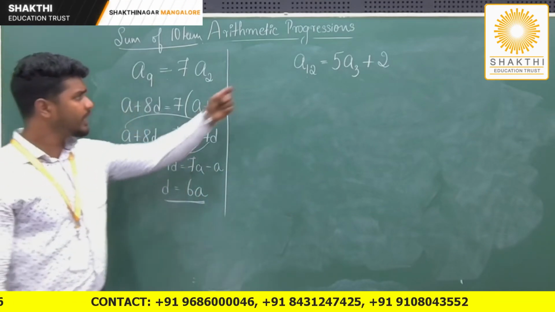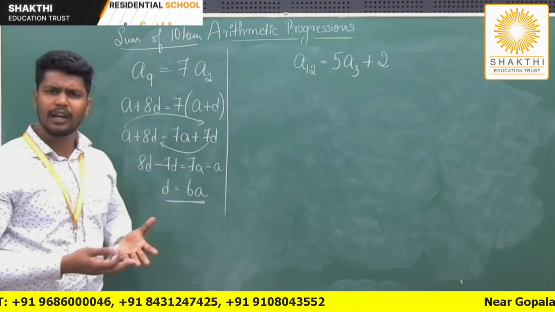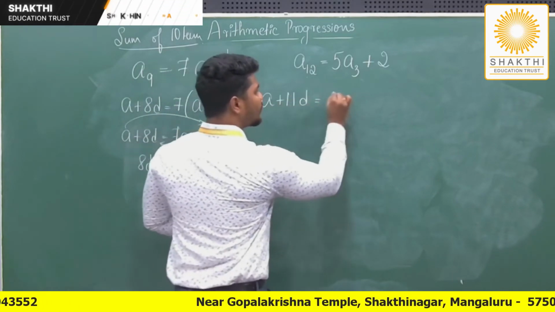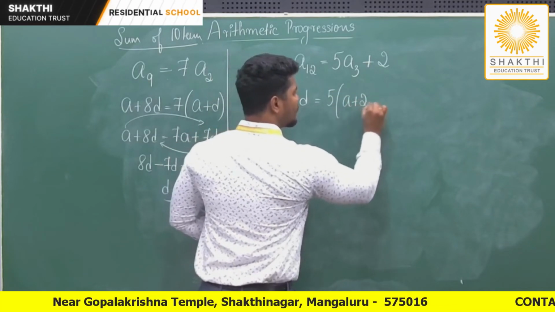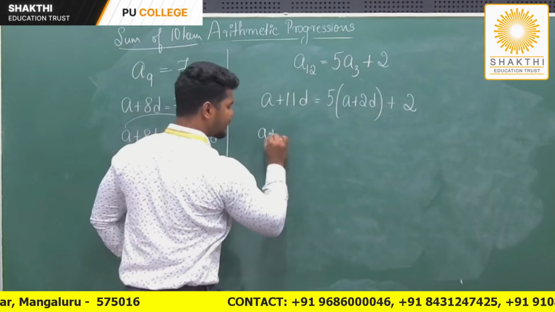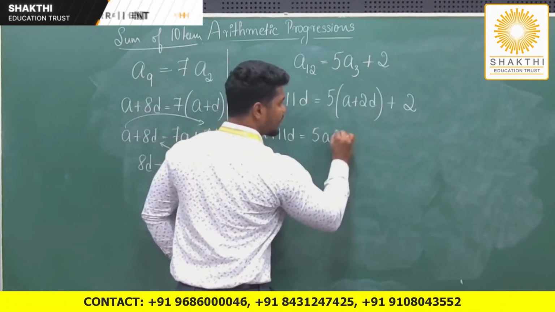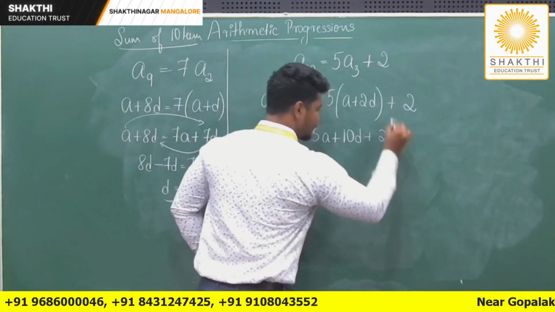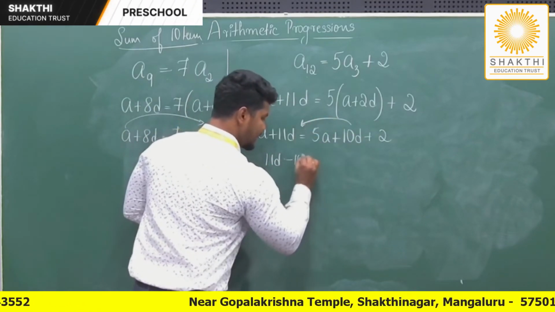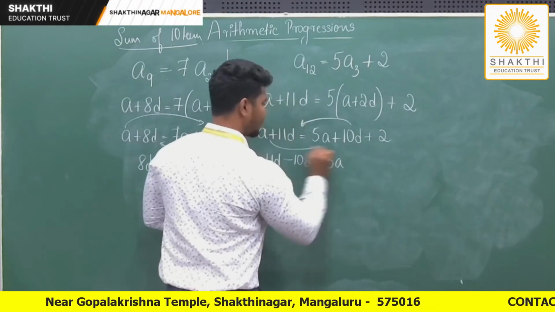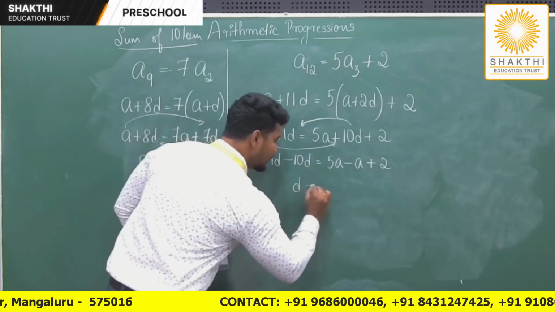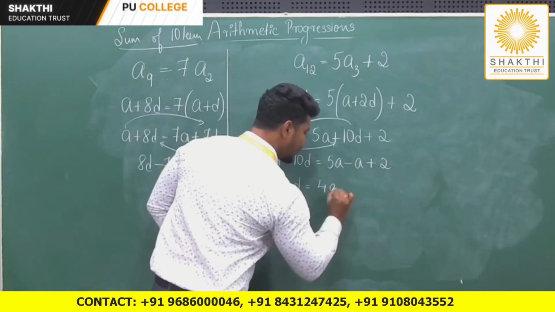We'll hold this and try to solve the next expression, substitute this and extract the values of A and D. What we are doing is A12 is written as A plus 11D is equal to 5 times A3, which is A plus 2D, plus 2. We'll expand it again. It is A plus 11D equal to 5A plus 10D plus 2. Simplifying the same way, 11D minus 10D equals 5A minus A plus 2. So 11D minus 10D is 1D, equal to 5A minus A, which is 4A, plus 2.